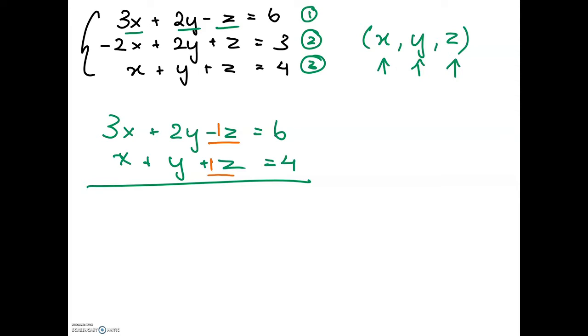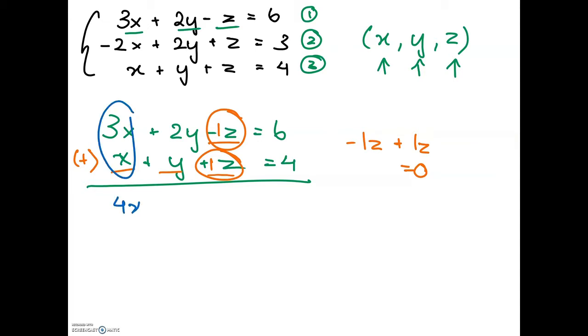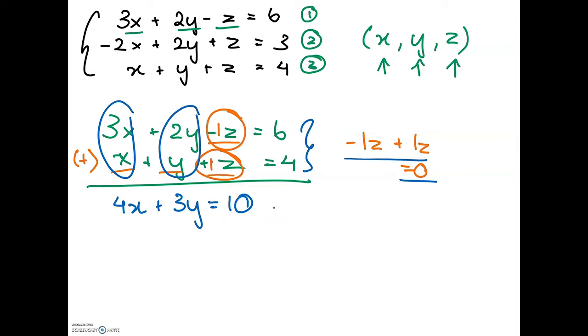So that means it's going to be pretty easy to eliminate the z's and get an equation just in terms of x and y. So to eliminate the z's, we're basically going to add. If we add this z term, negative 1z plus 1z will become 0, which is what we want. So if we add down, 3x plus x is 4x, 2y plus y is 3y. As I said before, negative 1z plus 1z is 0, so you don't need to include that. And on the right-hand side, you get 6 plus 4, which is equal to 10. So now you have one equation.